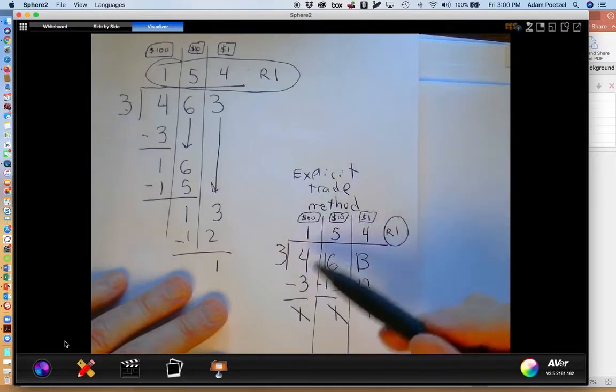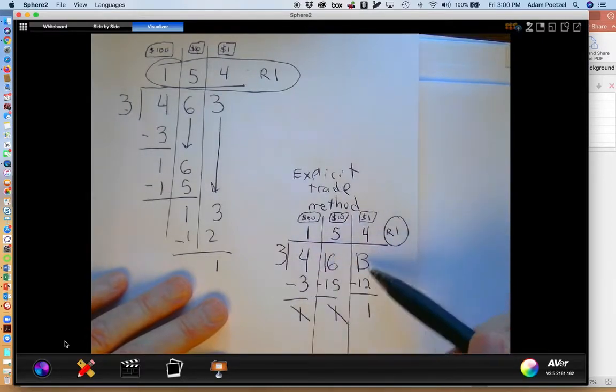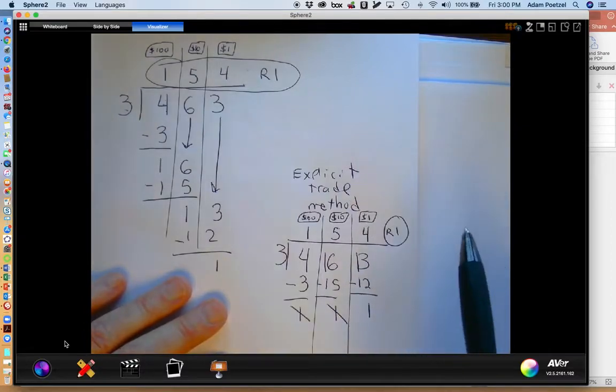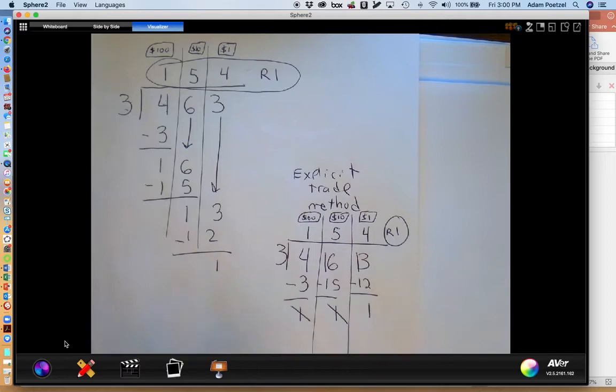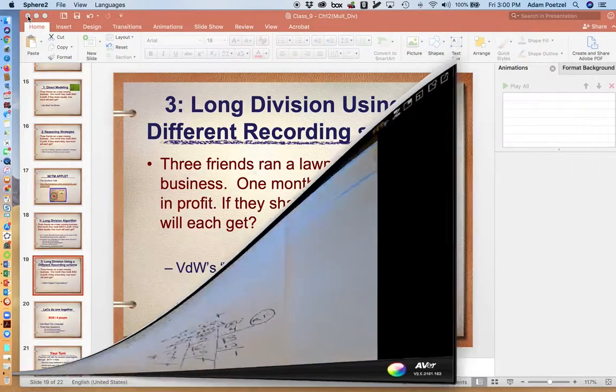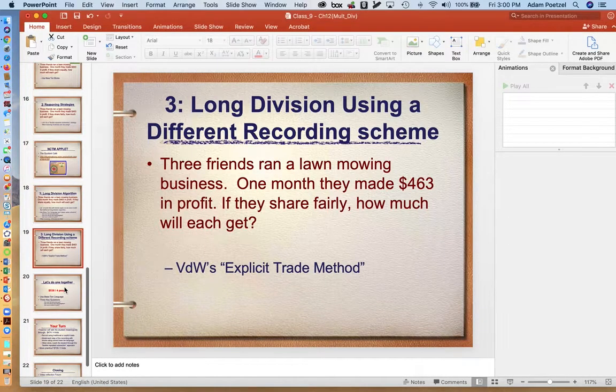But you can see how it's interesting how in this type of talking, it makes a lot more sense in terms of the place value. And this is what Van de Walle calls his explicit trade method, and a very interesting way to record the algorithm a bit differently. All right, so that's a head nod to that.